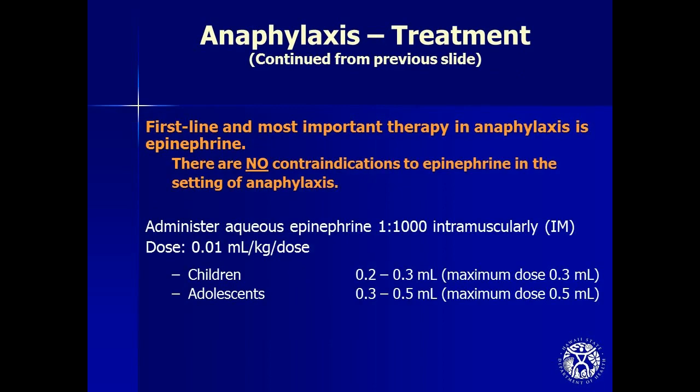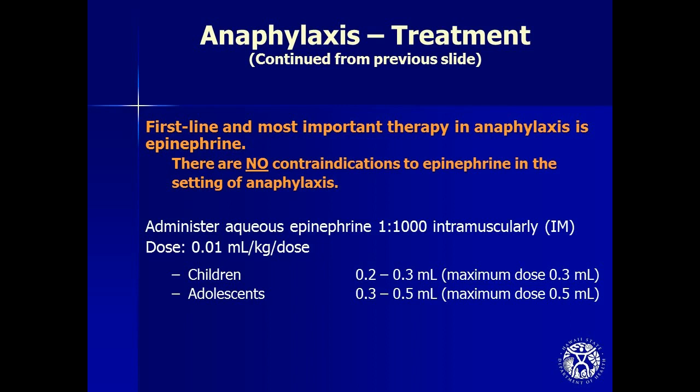The first and most important therapy in anaphylaxis is epinephrine. There are no contraindications to epinephrine in the setting of anaphylaxis. Each emergency kit will have a pediatric and an adult epinephrine autoinjector that may be used for rapid administration of the initial dose. Administer aqueous epinephrine 1 to 1000 intramuscularly.